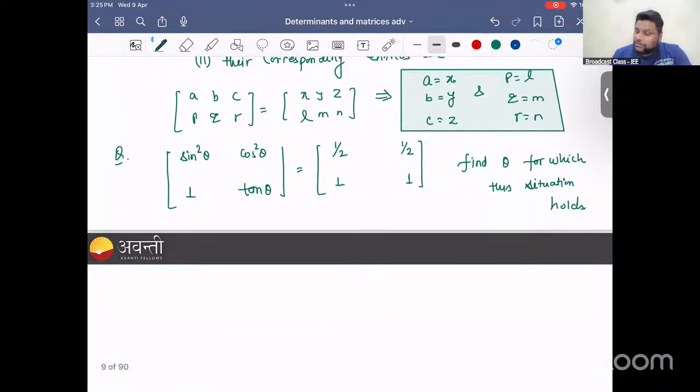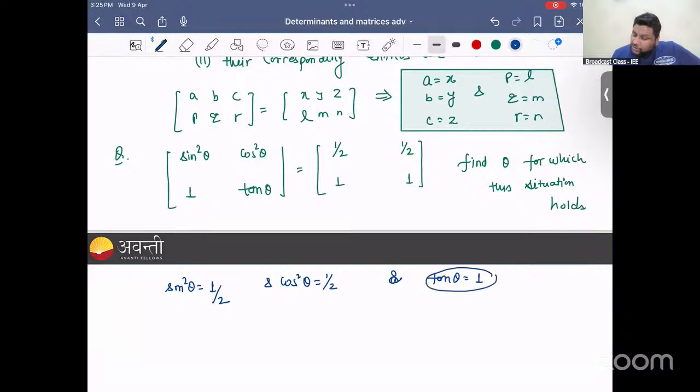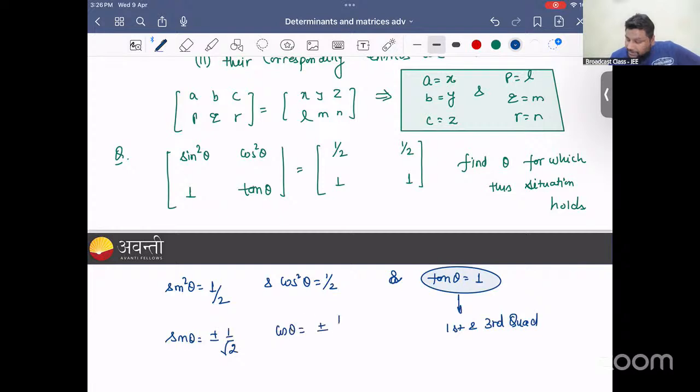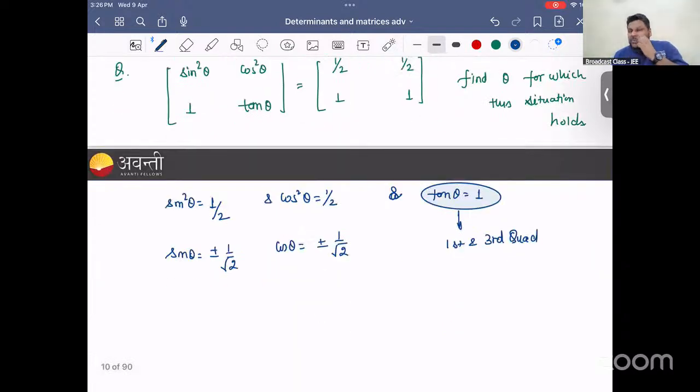Now see, what do you want? You want sin square theta as 1 by 2, cos square theta as 1 by 2, as well as tan theta as 1. Yes or no? So with this tan theta as 1, you will say that your answer will be in the first and third quadrant. Yes, from here you can say sin theta is plus minus 1 by root 2 and cos theta is also plus minus 1 by root 2.